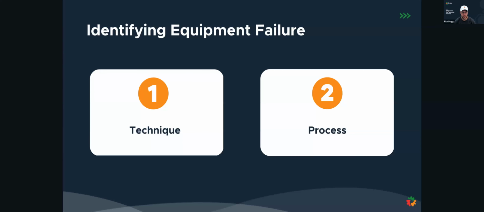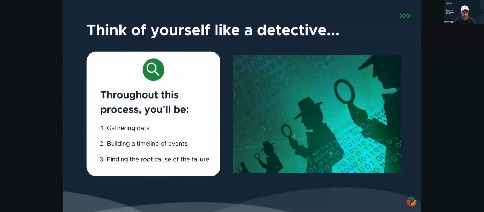And secondly, you need to have a process. So it's a step-by-step repeatable process for your team to identify the cause of the failure. And we're going to get into that next. So think of yourself like a detective. When it comes to identifying equipment failures, we have to really think about the process of gathering data, building the timeline of events, and finding the root cause of the failure. And once you've rooted out the cause of the failure, you're going to have the data you need to keep it from happening again in the future.